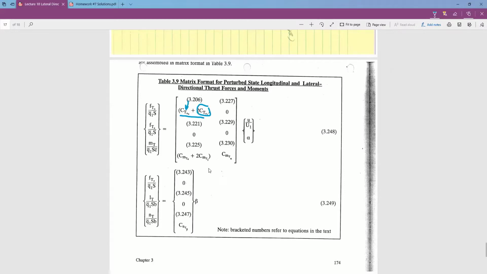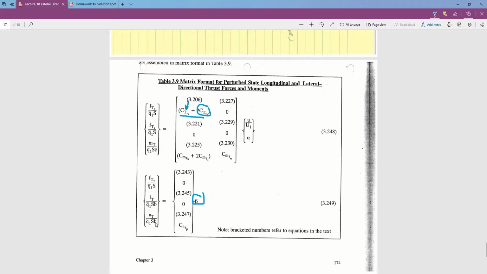Notice that a lot of these effects, he says, are small. Like the side force on the thrust due to beta is small. And that makes sense because a small beta is not going to change the side component of the thrust because most of the thrust is pointing forward, not sideways. Same thing with rolling moment. You don't get much roll from the thrust at all anyway.